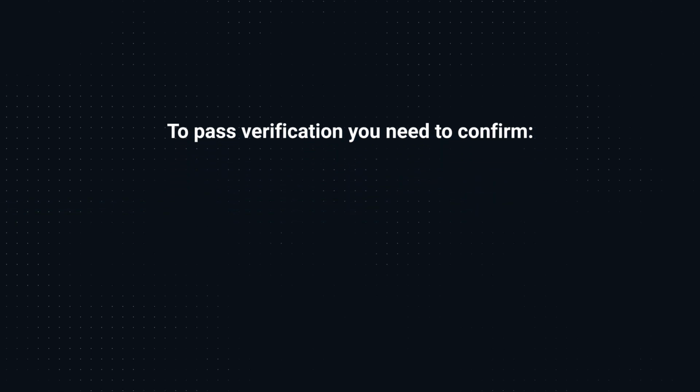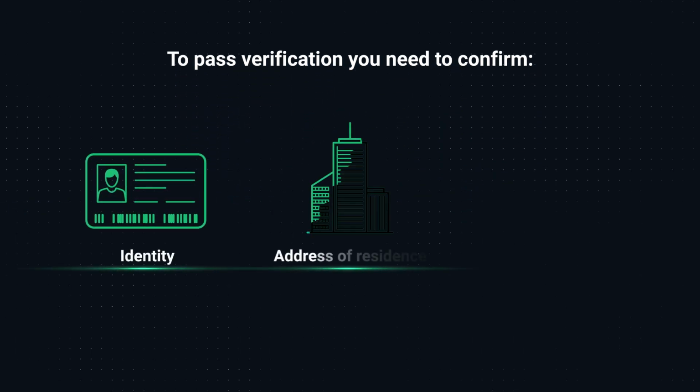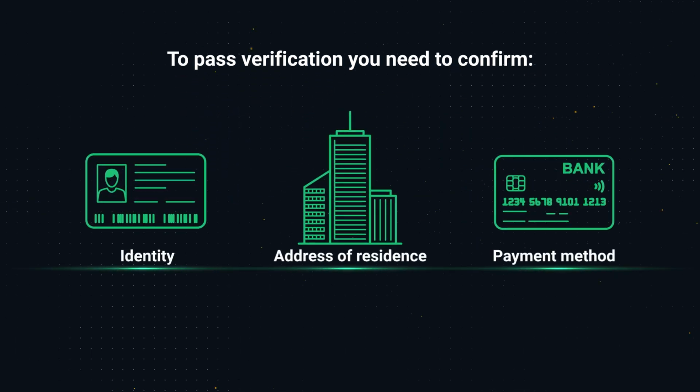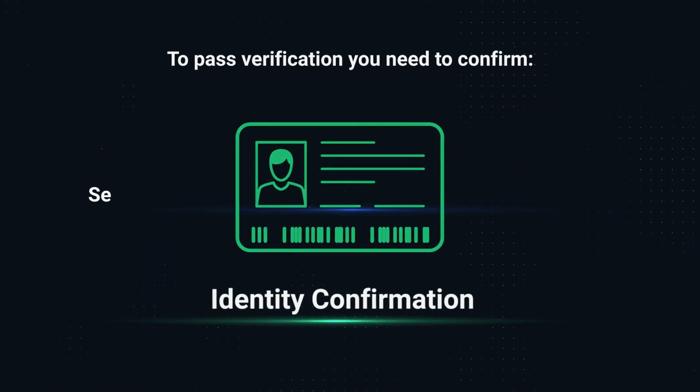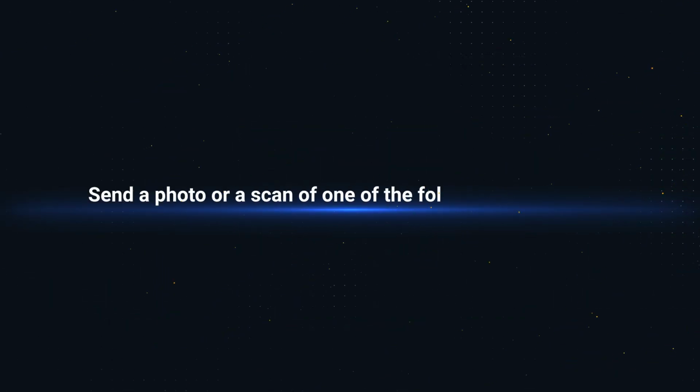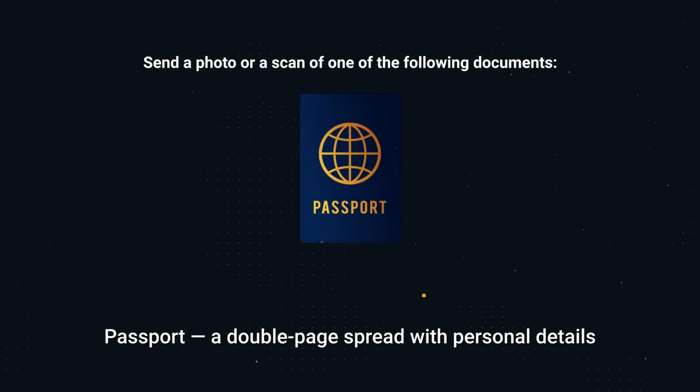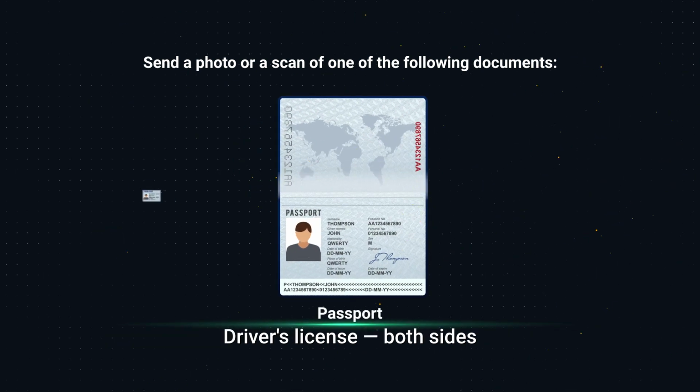Verification. To pass verification, you need to confirm your identity, your residential address, and your payment method. Identity confirmation: send a photo or a scan of one of the following documents. Passport, a double-page spread with personal details.